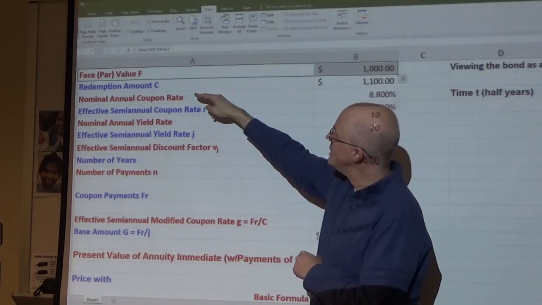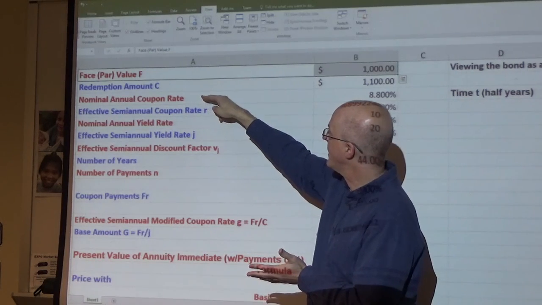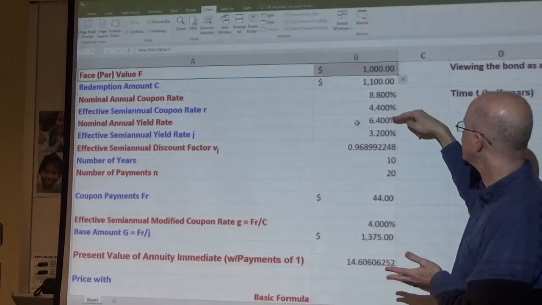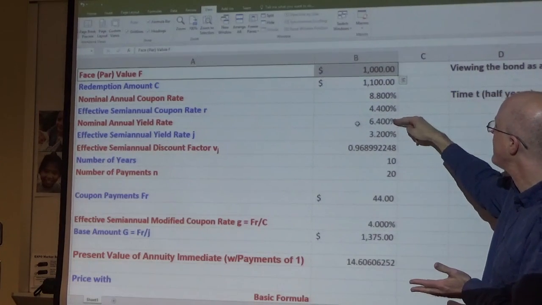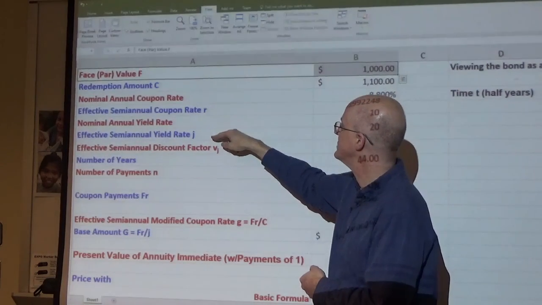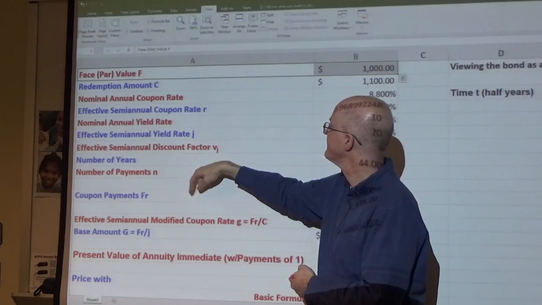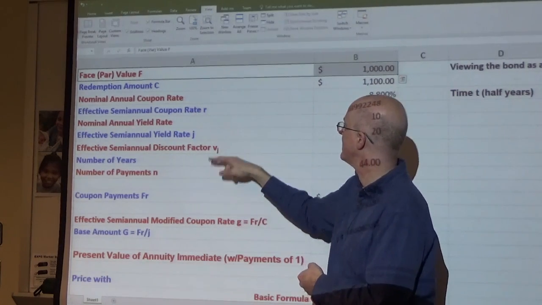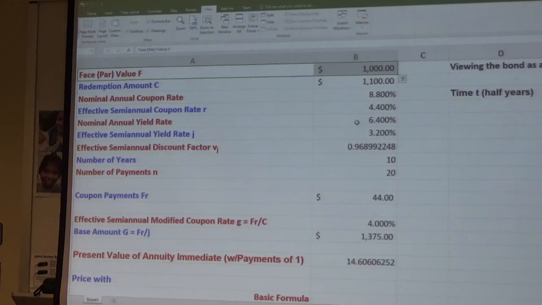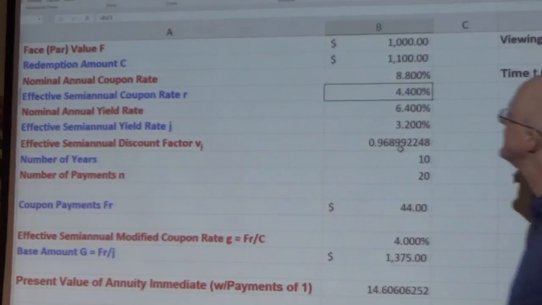Again, in problems, usually these rates are quoted as nominal annual rates. So I could quote a nominal annual coupon rate and a nominal annual yield rate. 8.8% and 6.4% is what I picked here. But you're more interested in R and J, which, as in the usual case, at least in the United States, if the coupons are semi-annual, you want to think of these as effective semi-annual rates. You need to divide these other ones by 2. And I did use spreadsheet functions to do those calculations.